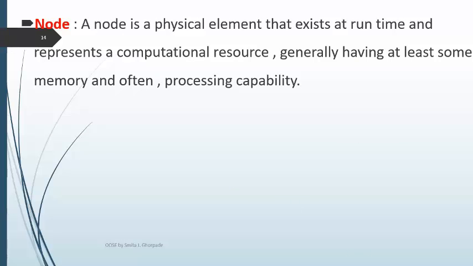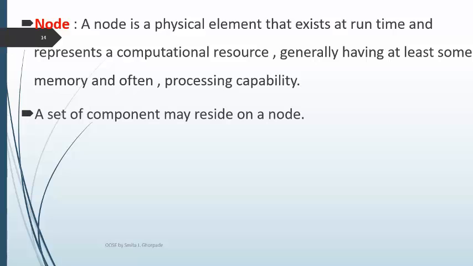Node. A node is a physical element that exists at runtime and represents certain computational resources. Generally, it has at least some memory and often processing capability. A set of components may reside on one single node. It is graphically represented as a 3D rectangular box. The best example is a server.